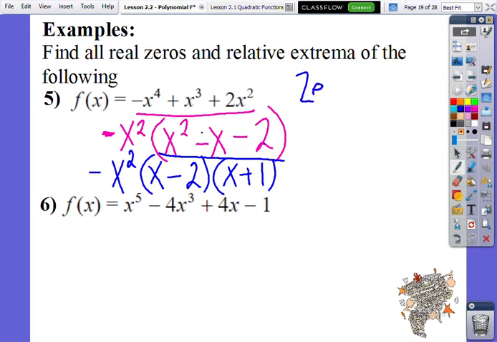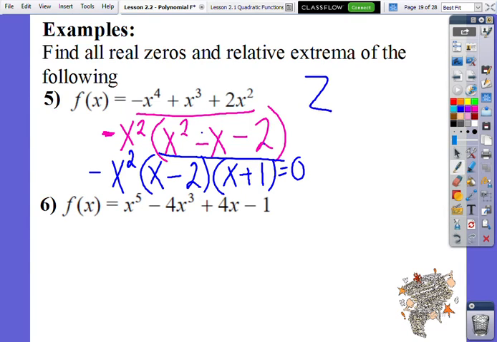So if I looked at my zeros for number 5, that negative x squared would get set equal to 0. That would mean that if I had negative x squared equals 0, then x equals 0. The square just happens to tell you that technically it's there twice. But as far as my zeros go, I'm just going to say that I have a zero of 0.